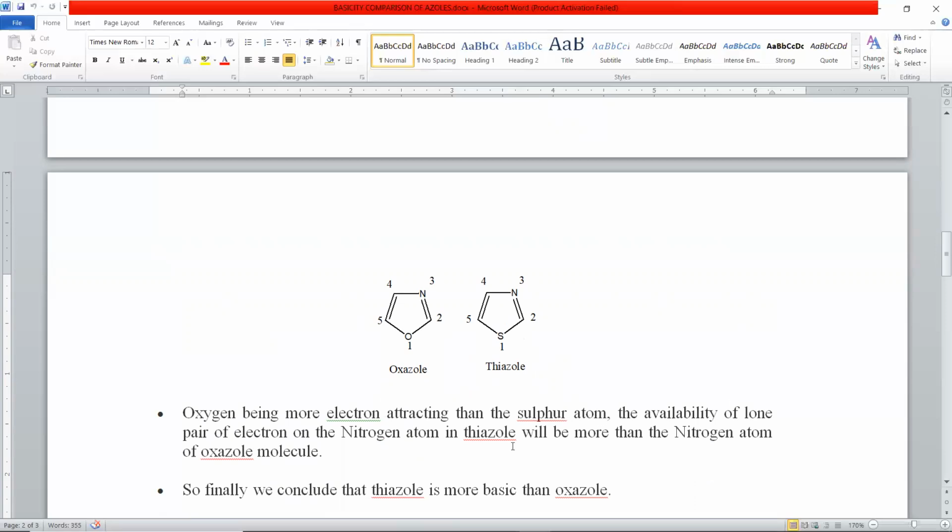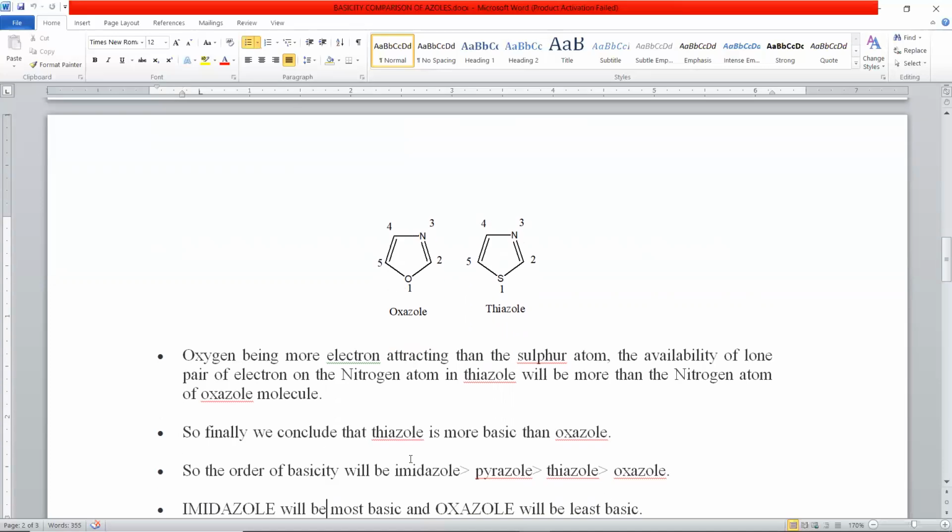So the availability of the lone pair of electrons on N3 in thiazole will be more than on the nitrogen atom of the oxazole molecule. This is because the electron attracting nature of oxygen makes the lone pair of electrons on the nitrogen atom less available. In thiazole, sulfur is less electronegative compared to oxygen. Therefore, the availability of the electrons on the nitrogen atom is more probable.